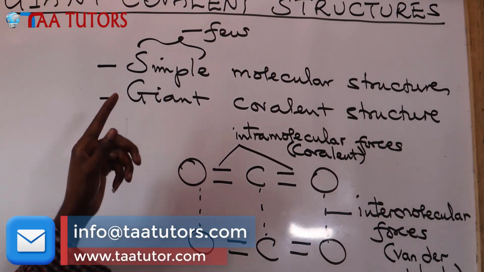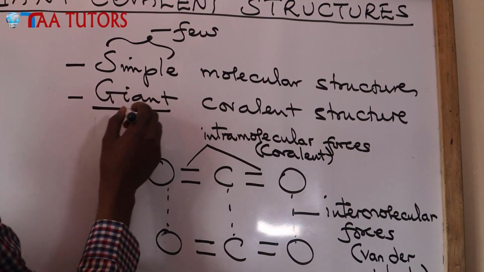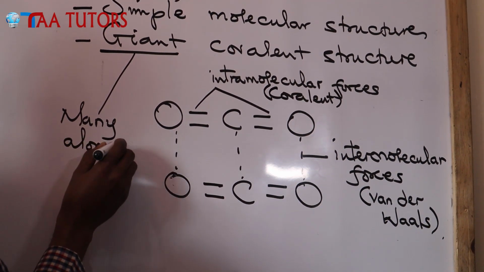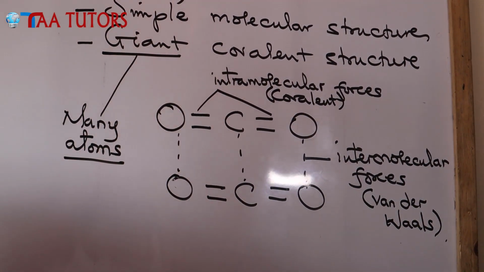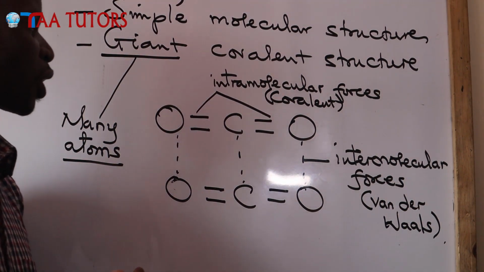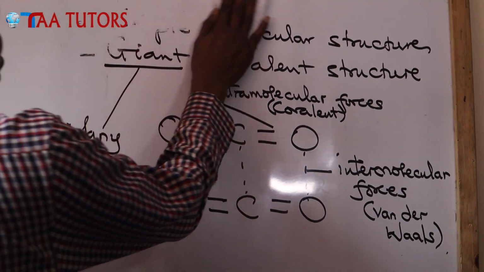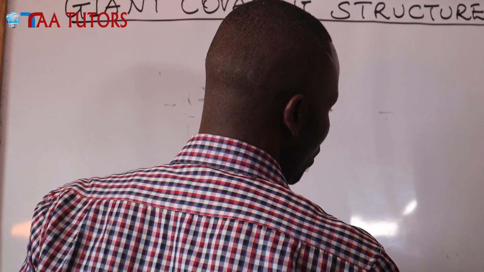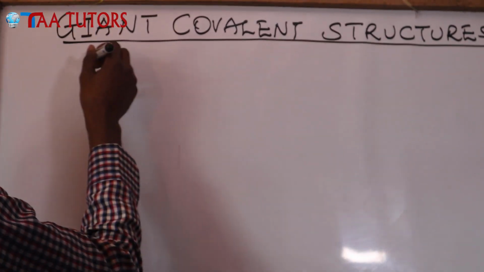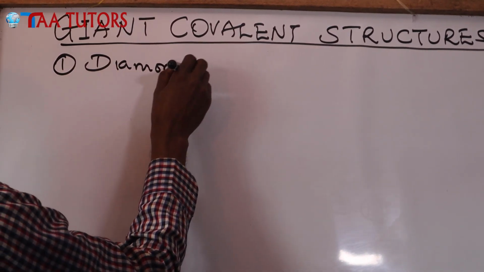But today we want to talk about giant covalent structures, where the word giant refers to many atoms. We are going to have very many atoms linked by covalent bonds that make our forces of attraction very strong. I want to move quickly to list a few substances we are going to talk about today that have giant covalent bonds. The first one is diamond.